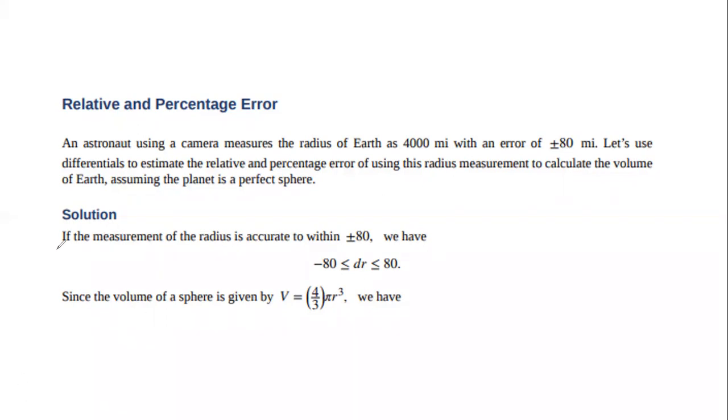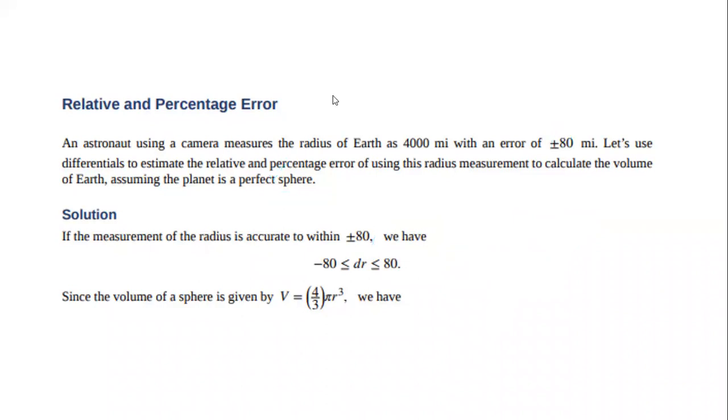Now for this case, the radius is accurate within this limit, that is plus or minus 80. So plus or minus 80 is my tolerance. I will write that this is the tolerance in radius. So the upper limit will be positive 80 and the lower limit will be negative 80. And the planet I assume is a perfect sphere. So the volume of a sphere is 4/3 pi r cubed.